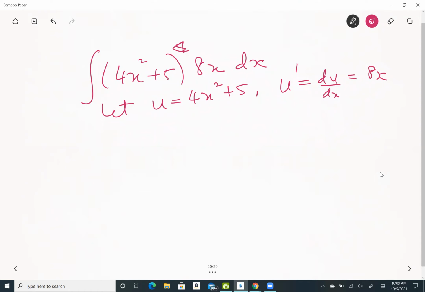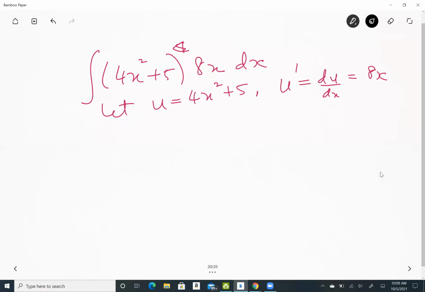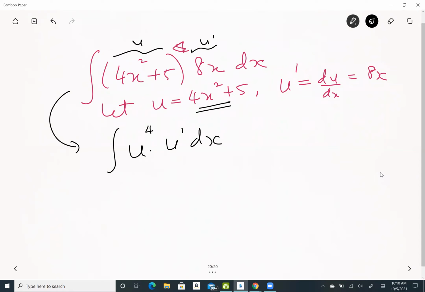So now you go back to the formula. You look at that function: you have the form u to the power of 4, which is 4x squared plus 5 to the power of 4. And then I have u prime, which is 8x. So I have u prime dx. I have the form. You see here, this is u prime, and this is u. So I have u to the power of 4, u prime dx.